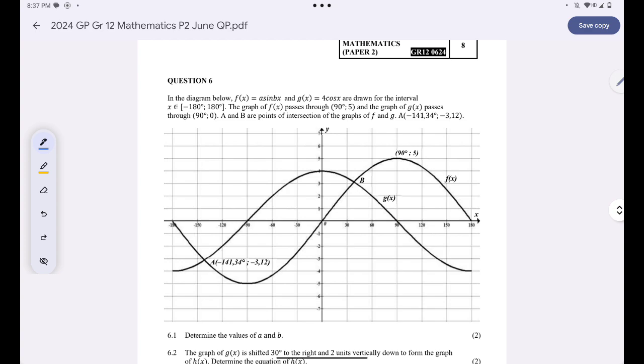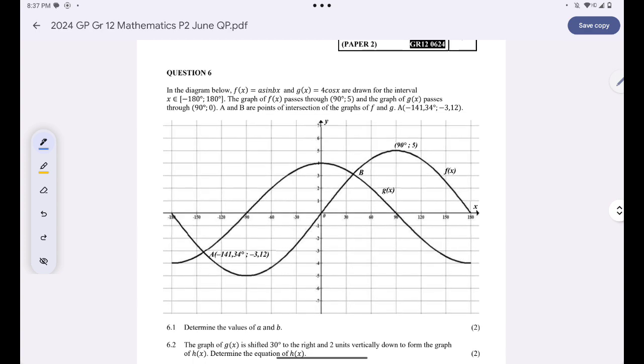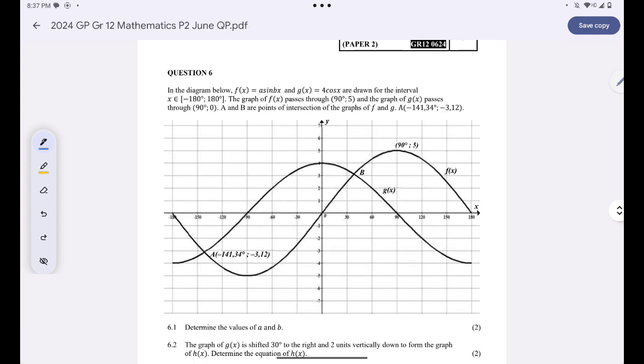Okay, and the maximum value of g is 0. No, it can't be 0. I'm told that whenever the graph of f is at maximum, the graph of g intercepts the x-axis. Now I'm supposed to find the value of a and b. A is the amplitude of f. I can say that the maximum value of f is 5 and the minimum value is negative 5. It simply means that a is 5.